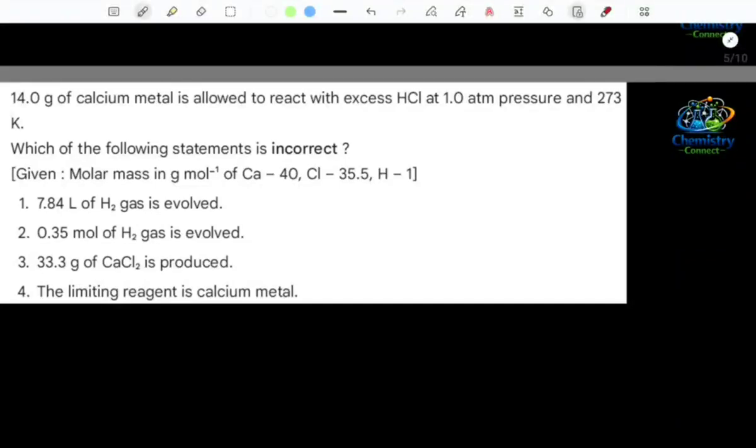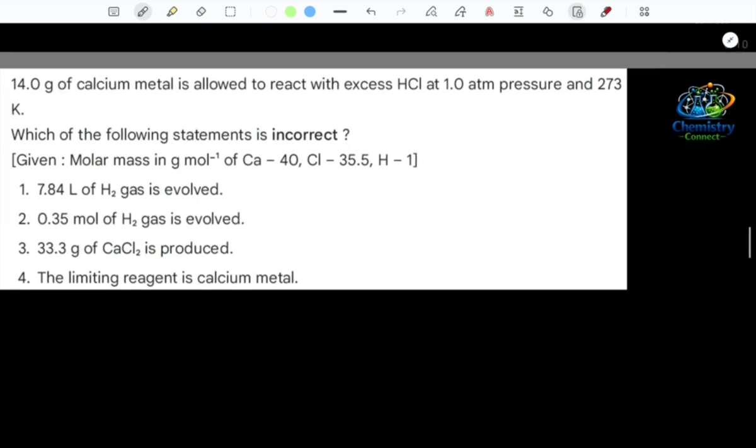This is the question which we faced in JEE Mains 2026 Shift 1, and this question is from some basic concepts of chemistry. The question says that 14 gram of calcium metal is allowed to react with excess HCl at 1 atm pressure and 273 Kelvin. Which of the following statements is incorrect?